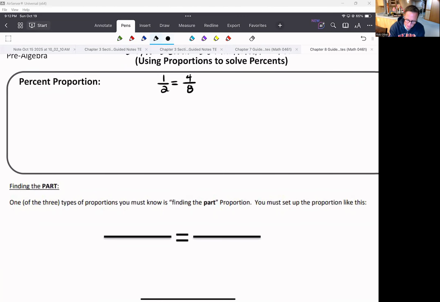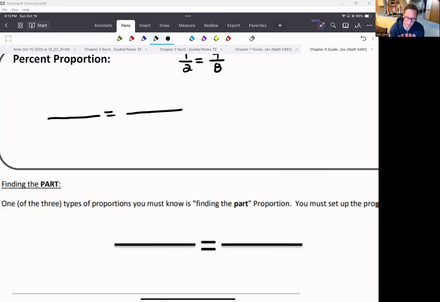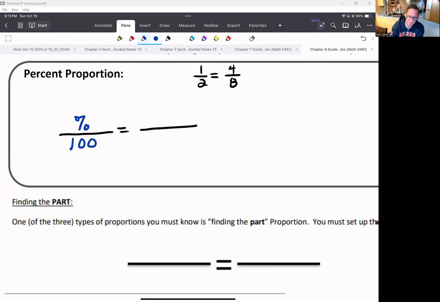So the percent proportion kind of goes like this. You have your two ratios, all right? It kind of depends on how you want to do it, but I always do the left side to represent the percent. So you're going to do the percent over 100. If it says the percent is 15%, you're going to do 15 over 100. If it says the percent is 9%, you're going to do 9 over 100. Or if it says what percent, you're going to do n over 100 because we don't know what the percent is. We'll call that the percent side.